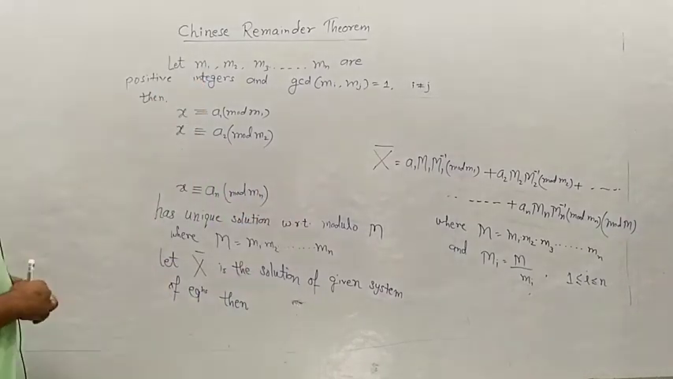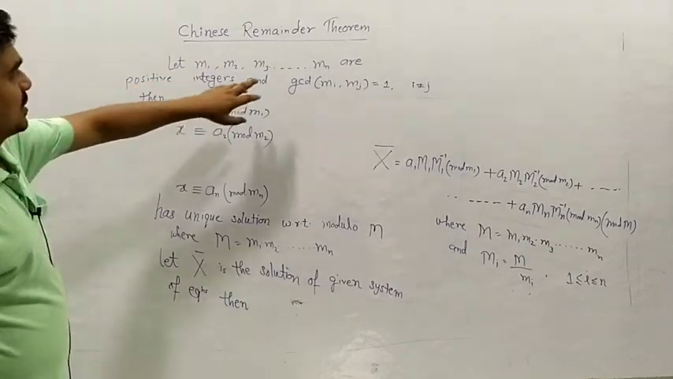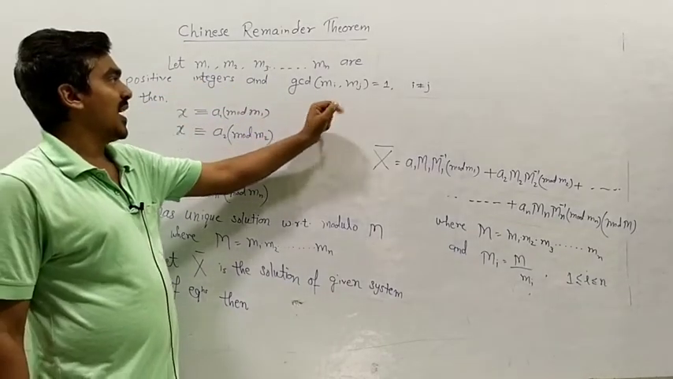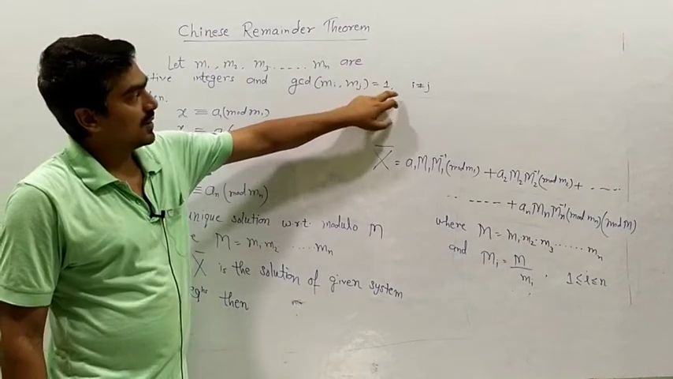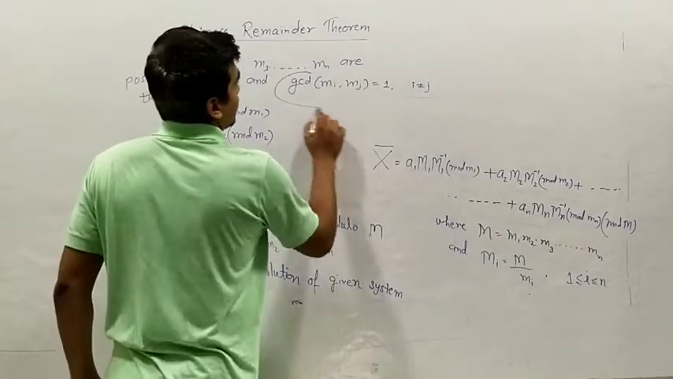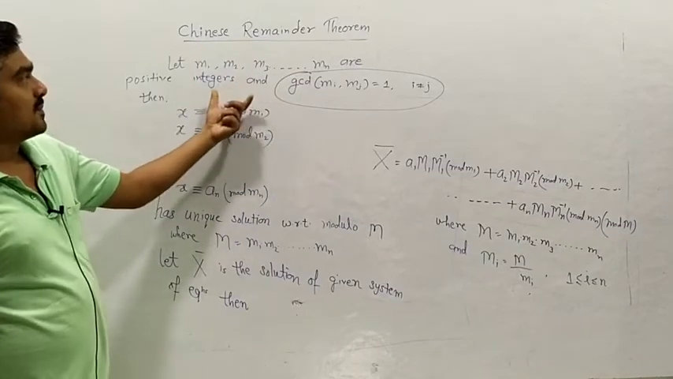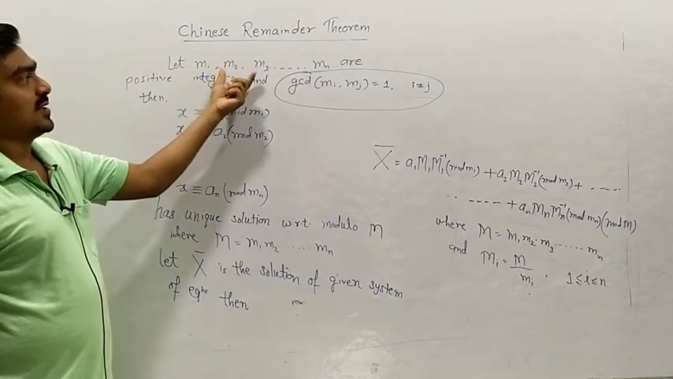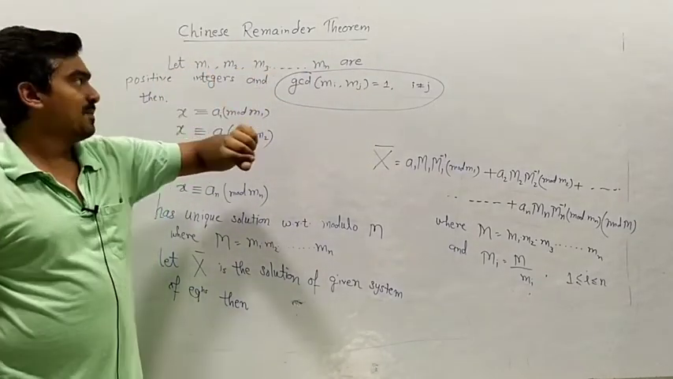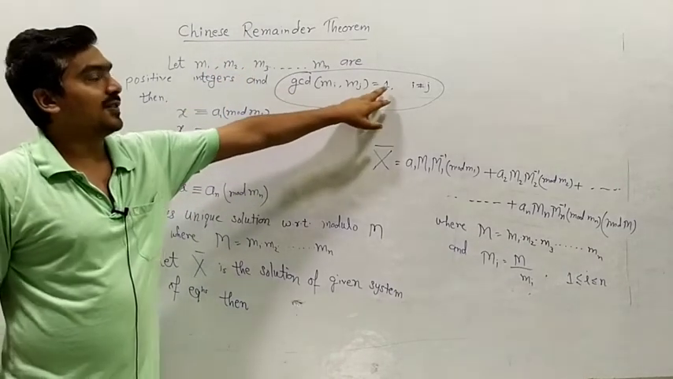So let us start. This theorem states that let m1, m2, m3 and so on up to mn be positive integers and GCD of mi and mj is equal to 1 where i is not equal to j. Friends, what does this mean? This means that among these integers, GCD of every two integers is 1. Okay, so these are relatively prime. If you take any two of these integers and find GCD, that will be 1.